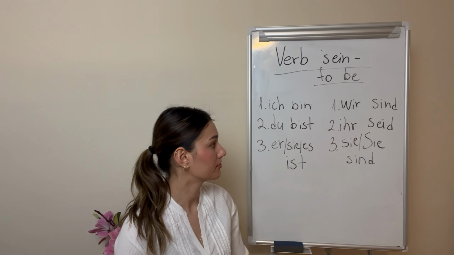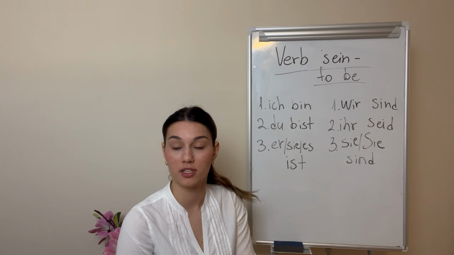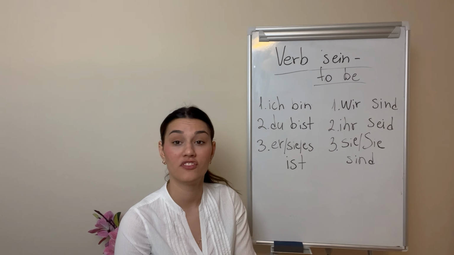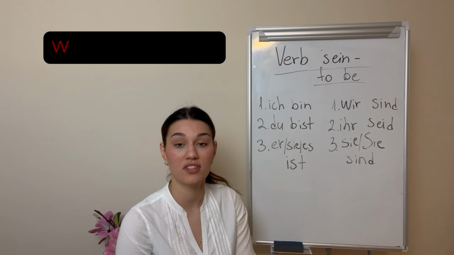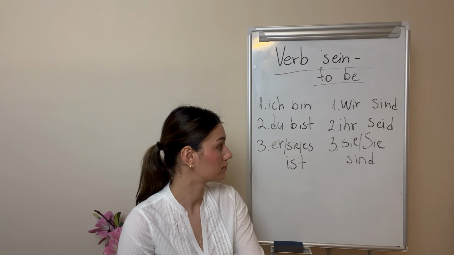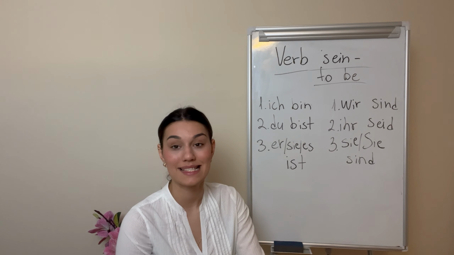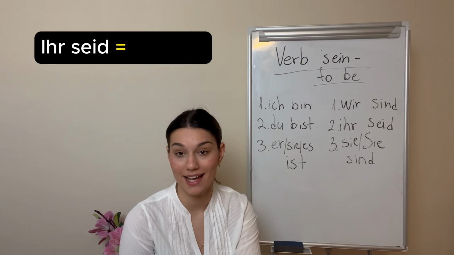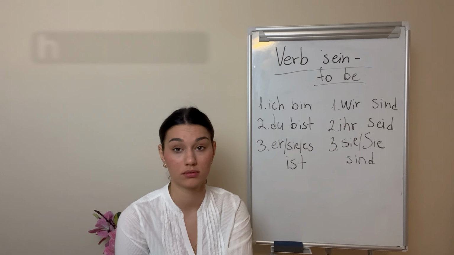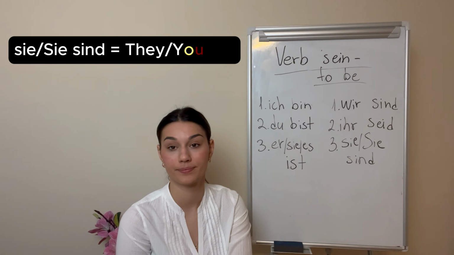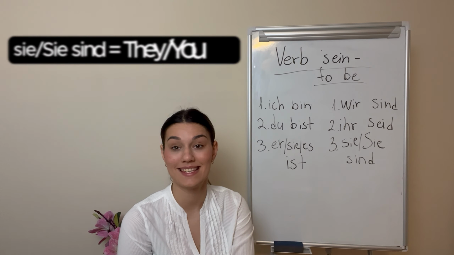And plural form? Can you read it for me? The first person of plural form. Wir sind. We are. The next one. Ihr seid. Repeat after me. Ihr seid. And next one. Sie sind.